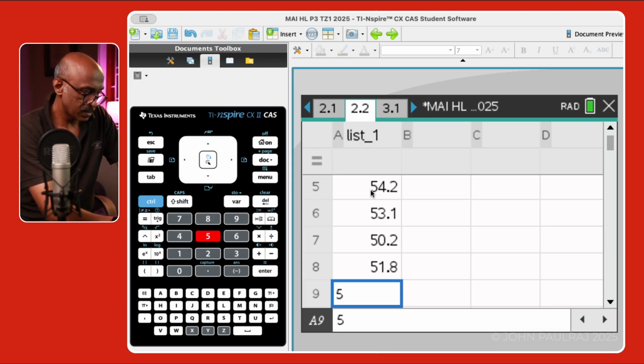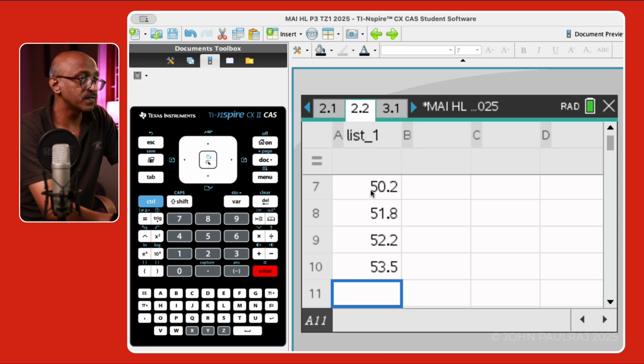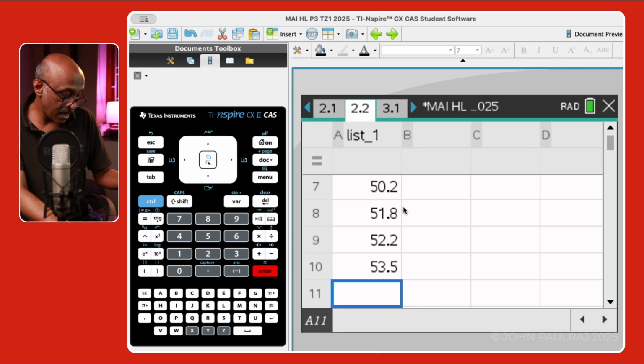So, yeah, I empathize with the students. 53.5. Okay, do we got 10 entries? Yeah. Every value, please be very careful as you enter this part.